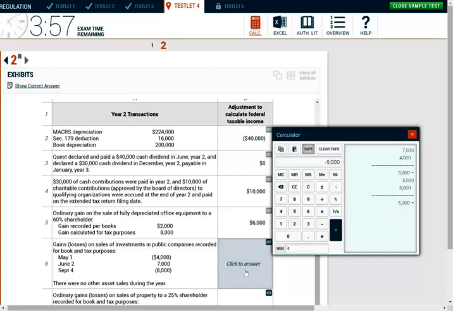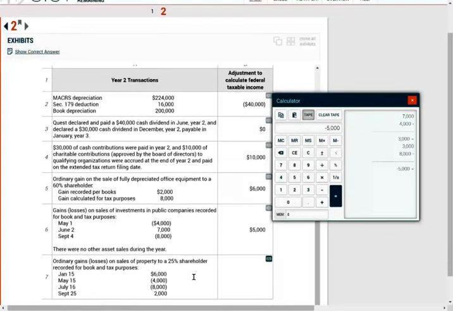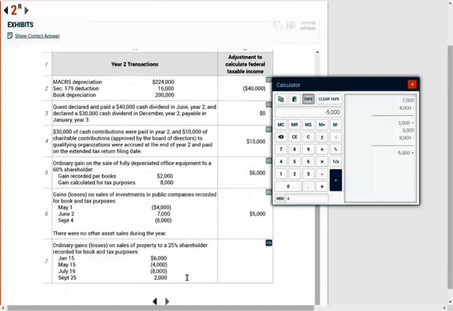Okay, what does that mean? It means we have to add back $5,000 to taxable income, which is not good. It means we're increasing our taxes, because we're increasing our taxable income by $5,000. Okay, hopefully this makes sense. So remember the rule: capital losses for tax purposes, you can only take them up to capital gains. Any excess can be carried forward or backward, but you cannot deduct them.